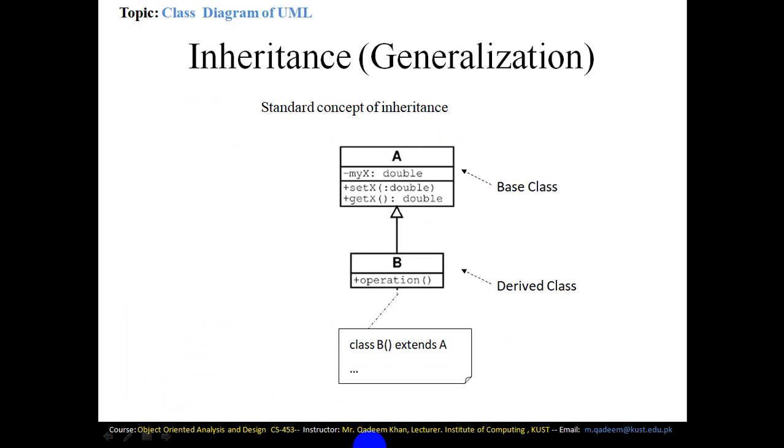Okay, inheritance is a very important relation in the class diagram. Inheritance means that the parent class is accessible in the child class. Here you can see A is the parent of B, so B is the child of A. So class B extends A. Extends is the relation which shows the inheritance. So that means A is the parent of the B class. This is also called the base class, and this B is the derived class of A.